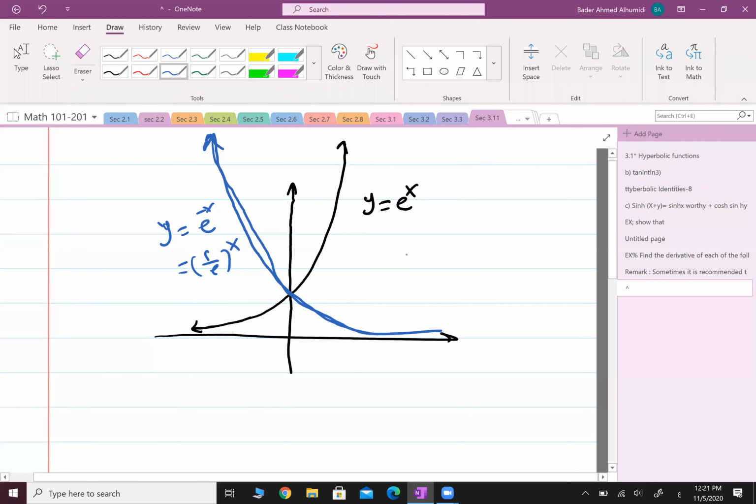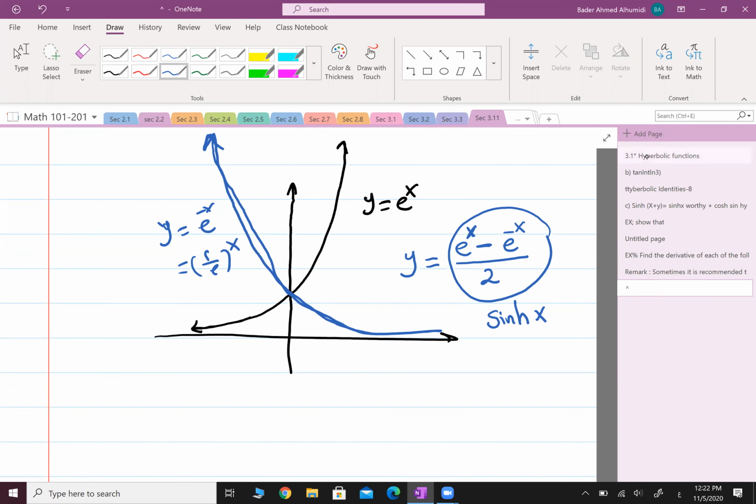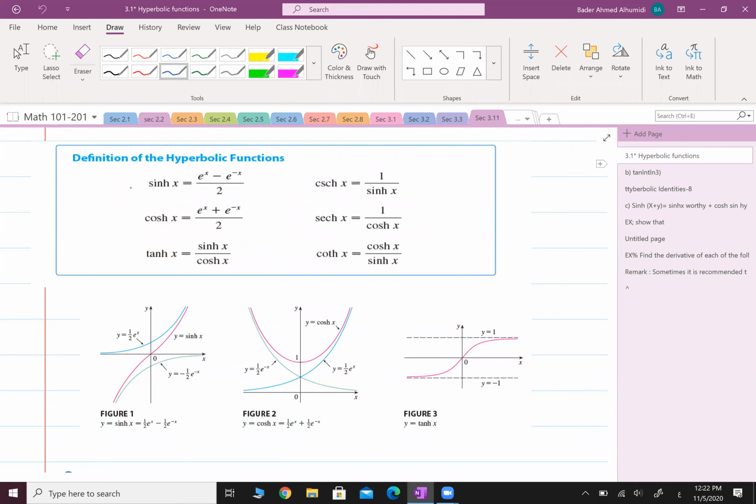Now they define from these two functions a new function. What is it? It is e to the x minus e to the power minus x, divided by 2. This function now they give a new name, hyperbolic sine of x. Clear? It is a combination. This is number 1. Number 2, they take the average of these two functions, e to the x plus e to the power minus x divided by 2.